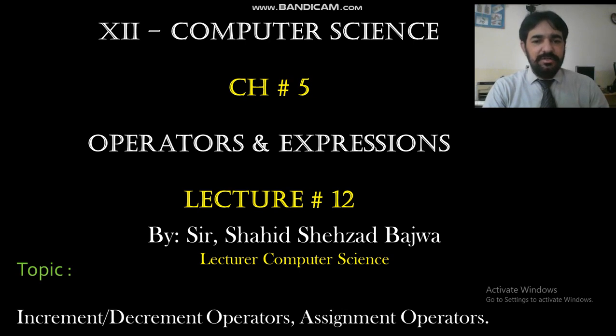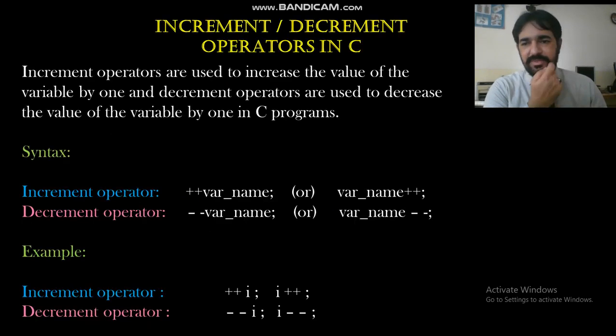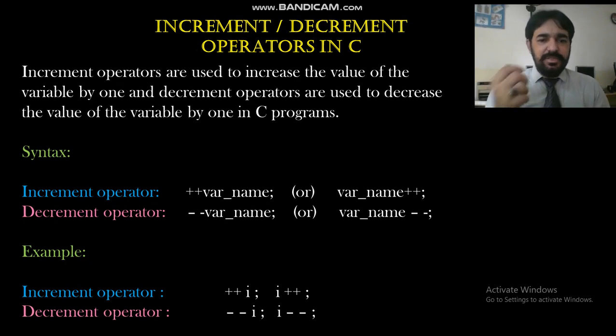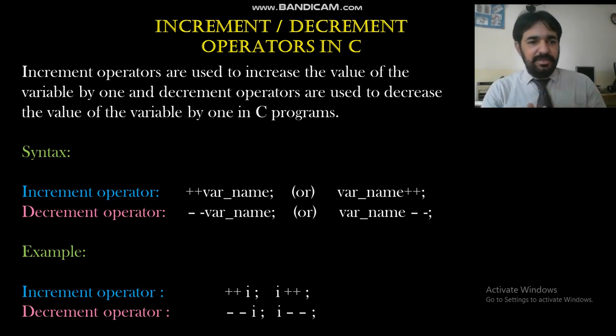We are still on chapter number 5, operators and expressions. Our topic is increment, decrement operators and assignment operators. So it's a continuity of our previous topic of chapter number 5. Increment and decrement. Normally in anything we add something to increment and we subtract something for decrement. Similar operations we perform in C language by increment and decrement operators.